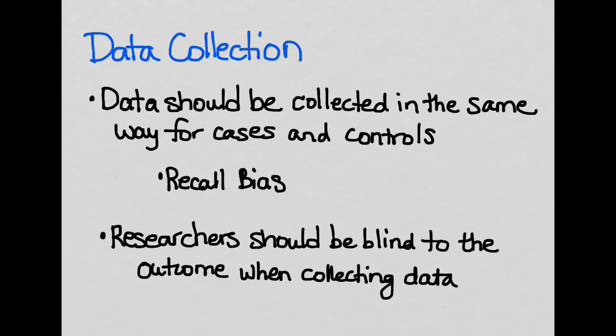And finally, researchers should be blind to the outcome when collecting the data. And in this case, the outcome is the exposure. So, of course, the researchers know whether the individuals have developed the disease, but they should not be aware of whether they were exposed, because that may bias their collection of the case and control data.